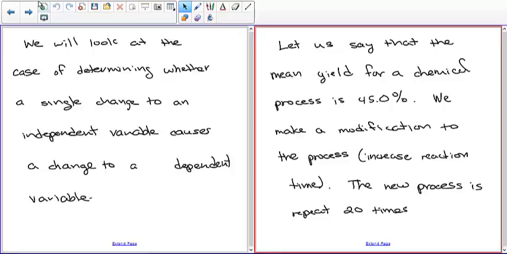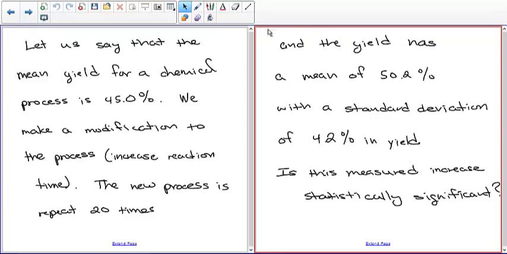Okay, so now what we do is we make a modification to the process. So let's say we increase how long the stuff is in there cooking away or reacting, and we repeat the new process 20 times. Because if you just do it one time, you don't really know. You don't really know if that's just due to random luck. That's why if you see something good, you always repeat it. Even bad, you should repeat it, because it may just be an anecdotal result. It's not representative of what happens all the time. Okay, so we repeat the new process 20 times, so that's the number of data points. And the new yield is 52.2% when you average them together, with a standard deviation of 4.2%.